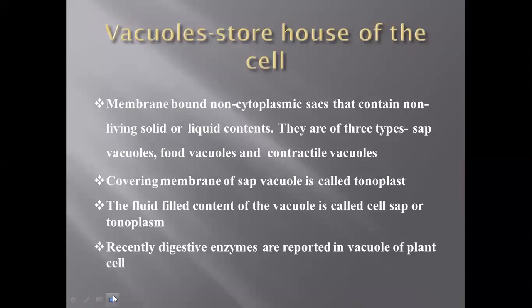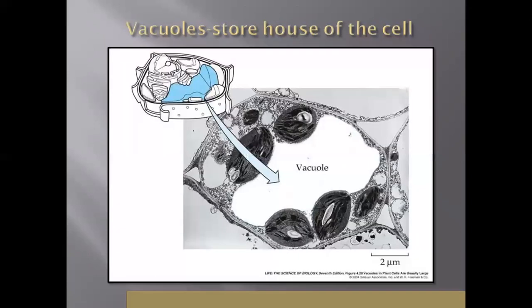Vacuoles. Vacuoles are the storehouse of the cell, membrane-bound, non-cytoplasmic sacs that contain non-living solid or liquid content. They are known as the storehouse of the cell, right? They are of three types: sap vacuole, food vacuole, and contractile vacuole. The covering membrane of the sap vacuole is known as tonoplast. The fluid-filled content of the vacuole is known as sap or the tonoplasm. Recently, digestive enzymes are reported in vacuoles of plant cells. This is the recent discovery in which it's been said that vacuoles contain digestive enzymes as well.